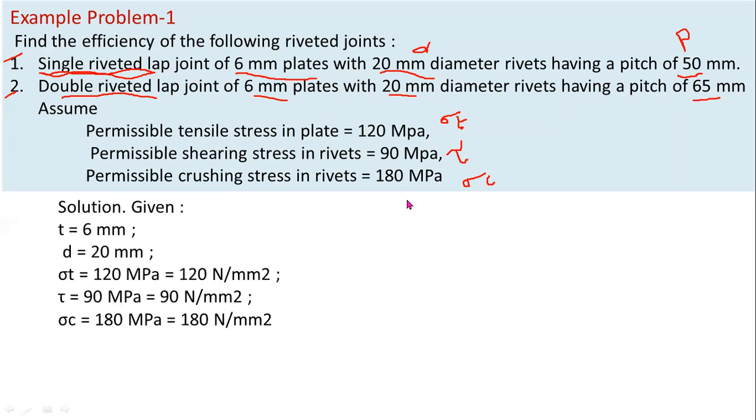So the given data is thickness T equals 6 mm and the diameter of the rivets equals 20 mm. Sigma T, the tearing or tensile stress, equals 120 megapascal. 1 megapascal equals 1 Newton per mm square. Shear stress tau equals 90 megapascal or 90 Newton per mm square. And sigma C, the crushing stress, equals 180 megapascal or 180 Newton per mm square.